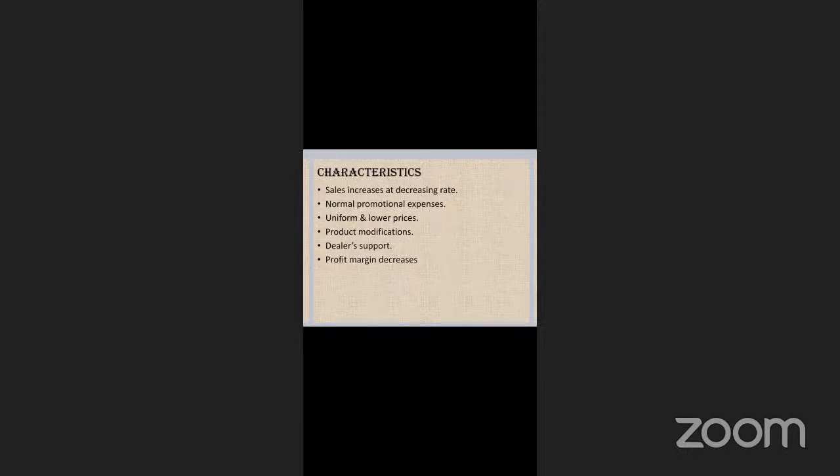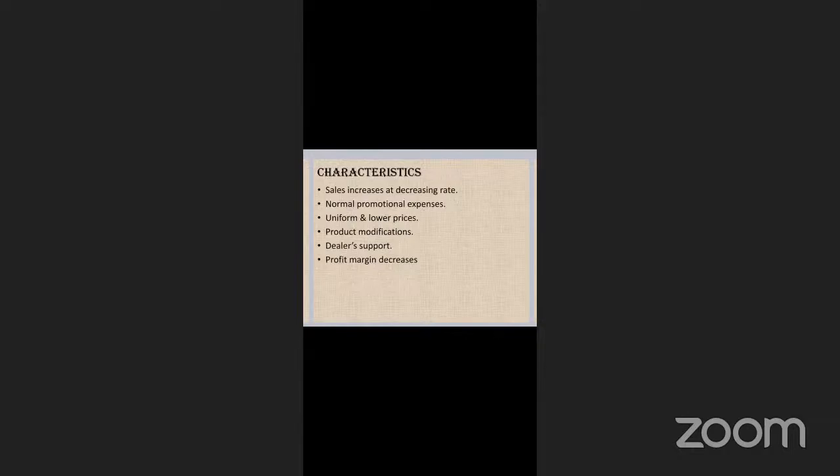Nominal promotional expenses here, because already everybody knows the product. If I go with Nokia, everyone knows Nokia, but no one is buying. So uniform and lower prices will be there. Then the company tries product modifications again to re-enter the market and attract the customers. And here they will ask the dealers for more support. Then profit margin also decreases. So these are the different characteristics of the maturity stage.